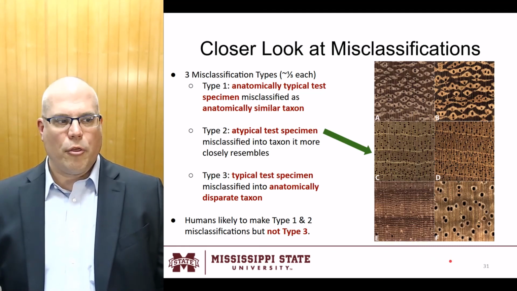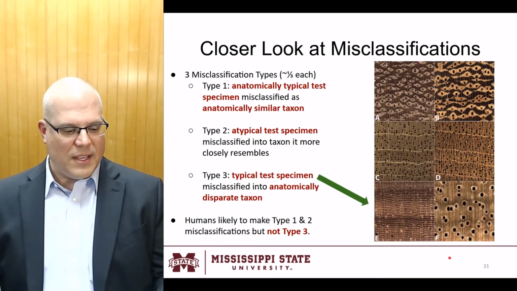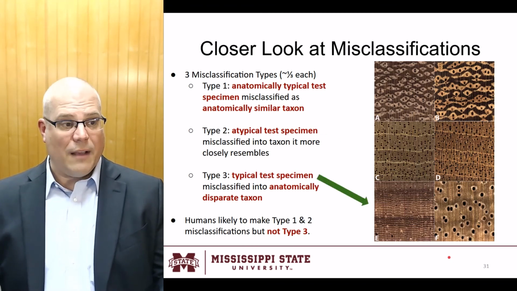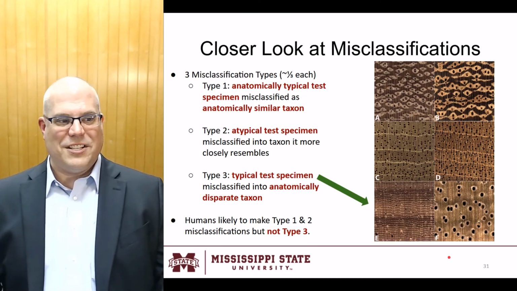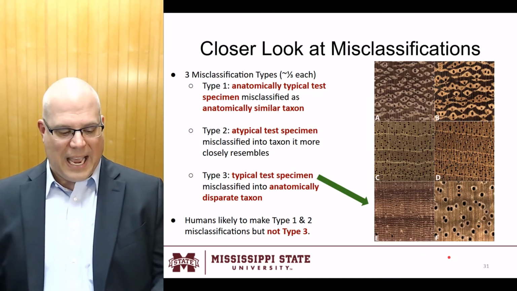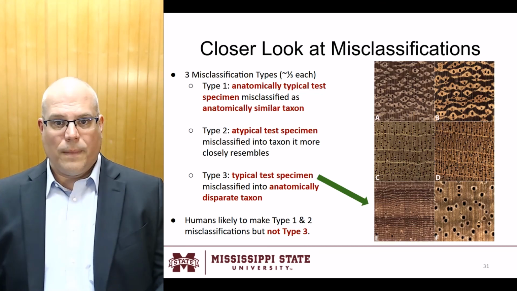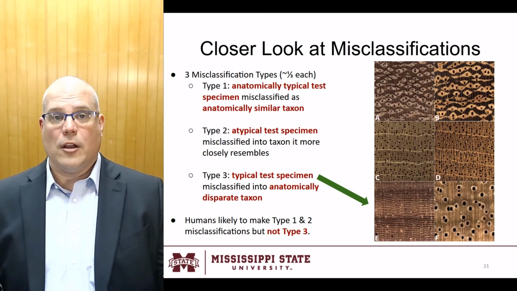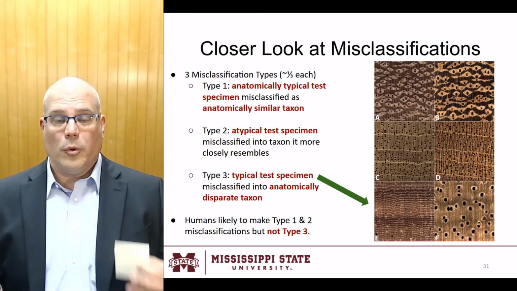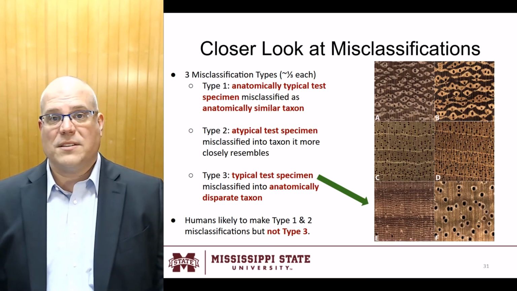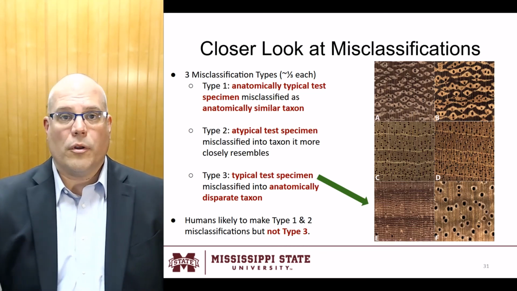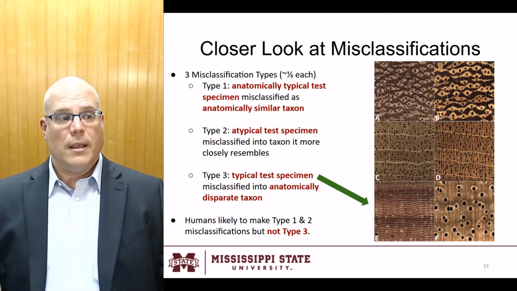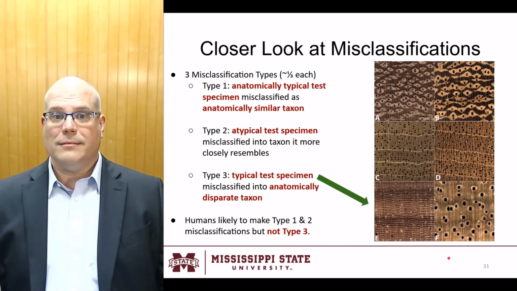Now we get to the third type, where we have a typical test specimen, in this case of Cariniana, being misclassified into an anatomically disparate taxon, Cedralinga. Now these two classes, to my eyes, don't look anything alike at all. So this is a really, really interesting case of misclassification that is worthy of further study. Humans are likely to make type 1 and 2 misclassifications, but not type 3.